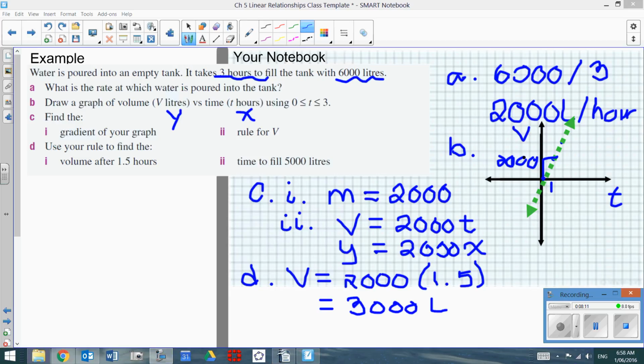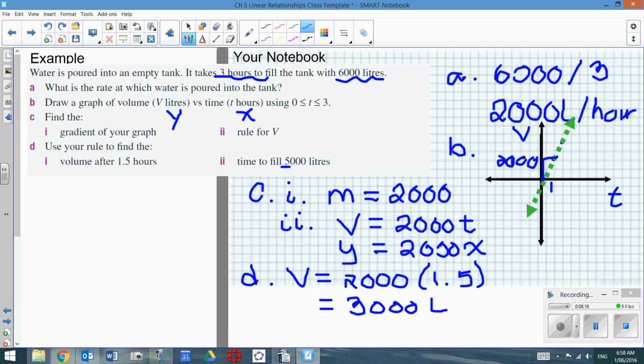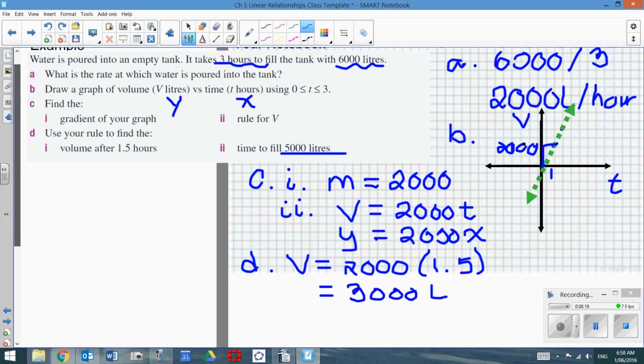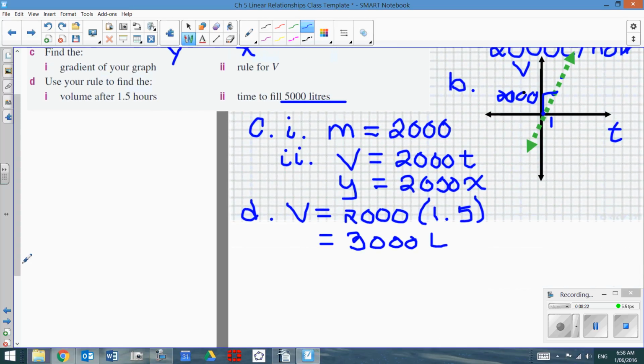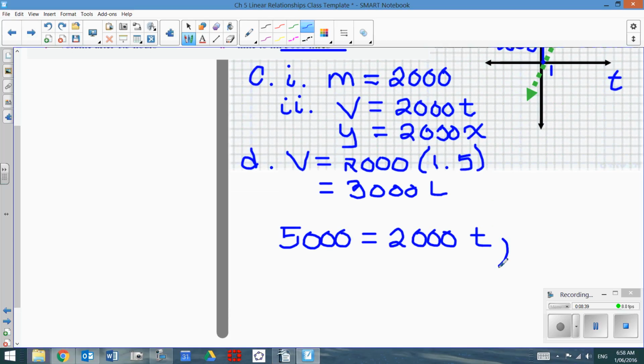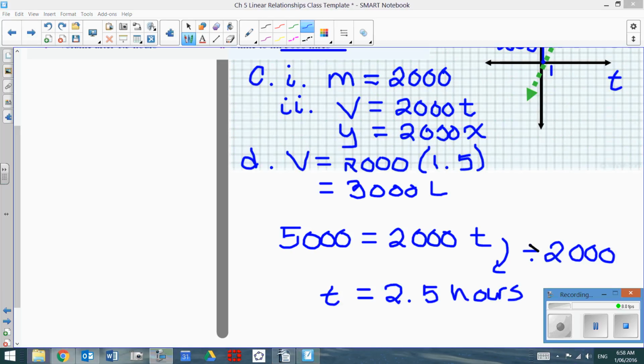And then the same goes for the second one. It says, what's the time to fill 5,000 liters? All right, so this one's a reverse. If we want to figure out what the time is, then I will not know what my x is, but I do know that my volume is 5,000, and that equals 2,000 multiplied by whatever time it takes. So the reason why we are going through this is you're thinking back through how you solve equations. In order for me to get the t by itself, I need to divide by 2,000, and then I can figure out how long it's taking me to fill this tank, which is about 2.5 hours.